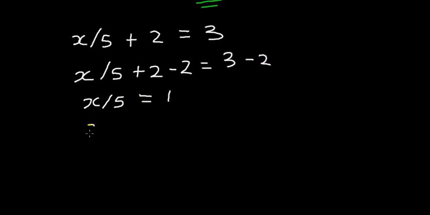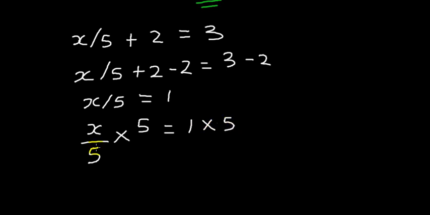X divided by 5, then we multiply that by 5. We are dividing, so we do the opposite. We multiply. The opposite of division is multiplication. So I hope you're getting that. Okay, so whatever you do on this side, you do to the other side. So we have 1 times 5.